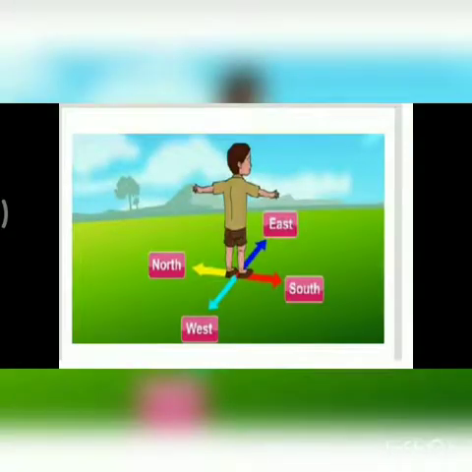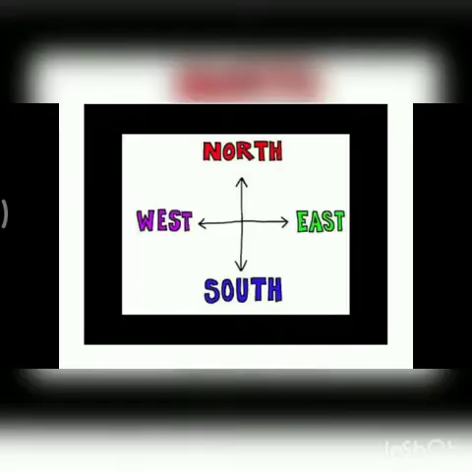When we stand facing the east, the direction on our left hand side is called the north, and on our right hand side is called the south. So east, west, north, south are our four main directions.